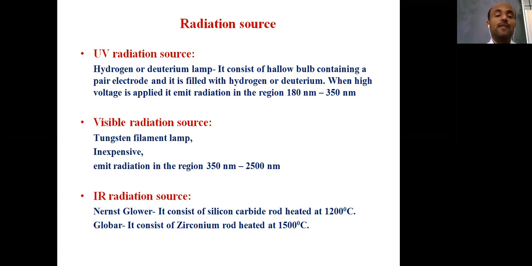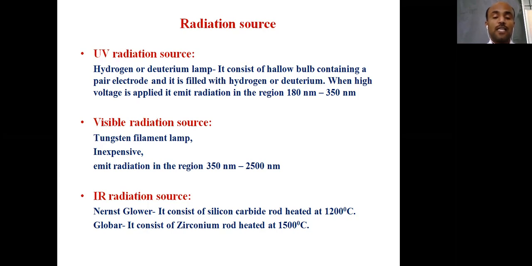In UV visible spectroscopy, hydrogen or deuterium lamp is used as a radiation source for ultraviolet rays. It consists of a hollow bulb containing a pair of electrodes and it is filled with hydrogen or deuterium. When high voltage is applied, it emits radiation in the region 180 nanometers to 350 nanometers. Now, the radiation source used in visible spectroscopy or UV visible spectroscopy.